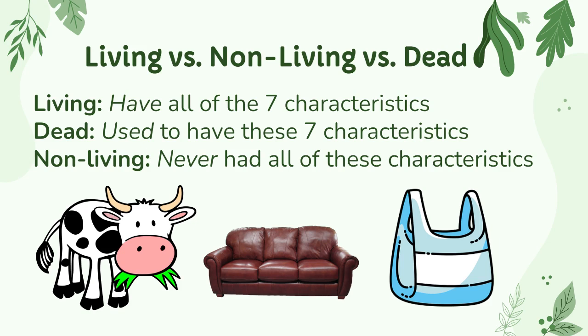So, how is leather taken from cows? Cows usually are killed, and in that process, leather is obtained. So, leather used to be the skin cells of a cow. That means that leather used to be made up of cells, and that means it was ordered, and it reproduced if the skin was removed. And if you keep going through the characteristics, you'll see that this used to be a living thing, or at least part of a living thing. So we can think of the leather couch as dead. So it's not non-living because it did have these characteristics at one point.